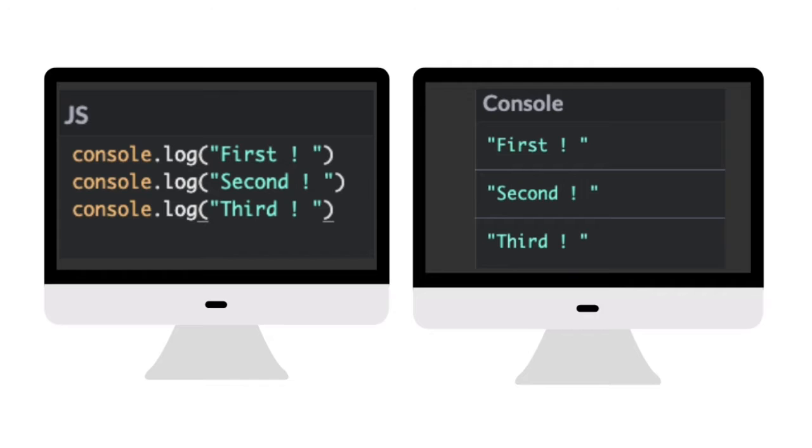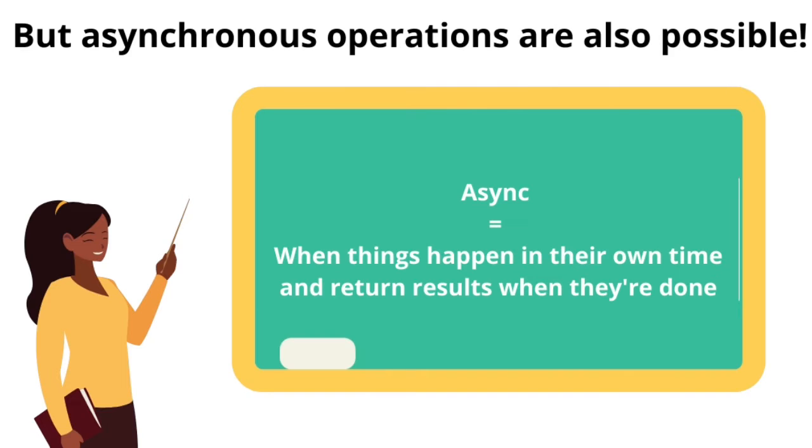So in our code, it looks something like this. If we have three console.log statements, the first one's going to be printed first, then the second, then the third, because JavaScript is synchronous and things happen one after the other. But asynchronous operations are also possible. That's when things happen in their own time and return results only when they're done. This means that things might not always happen in order.